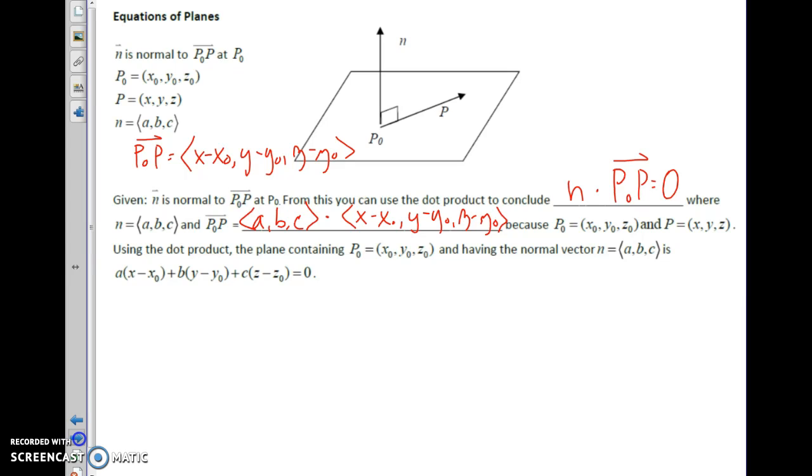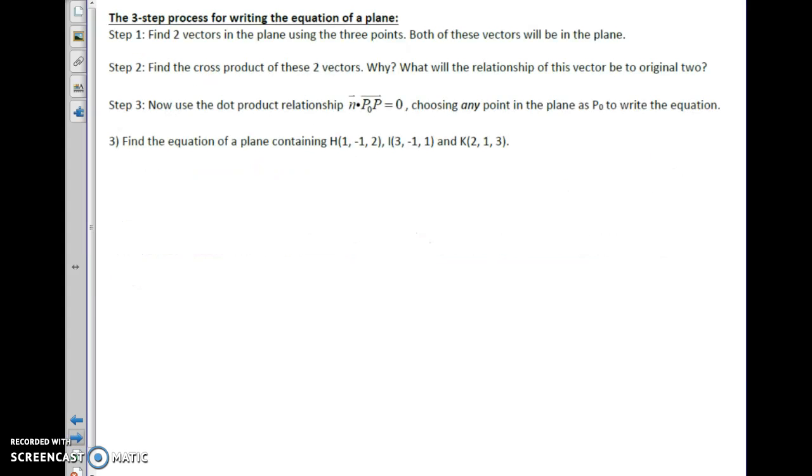We're using the dot product. Then as you see, this is going to be equal to 0: A times x minus x naught, plus B times y minus y naught, plus C times z minus z naught would be equal to 0.